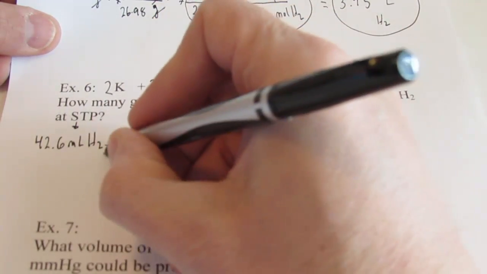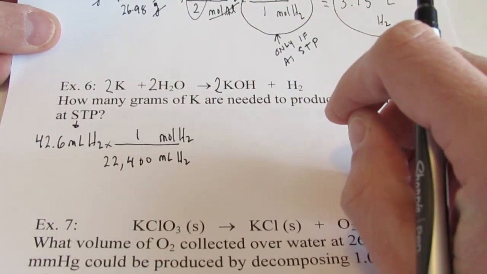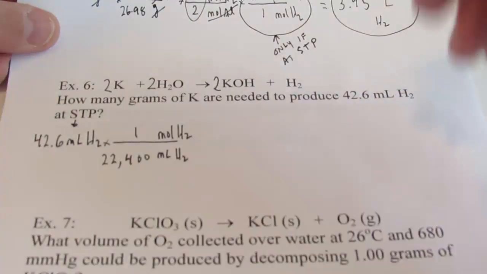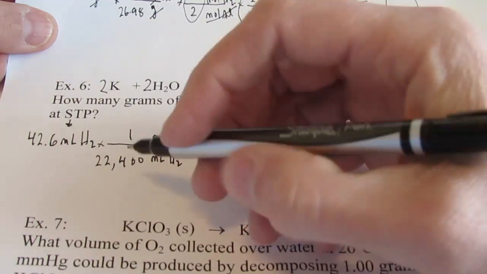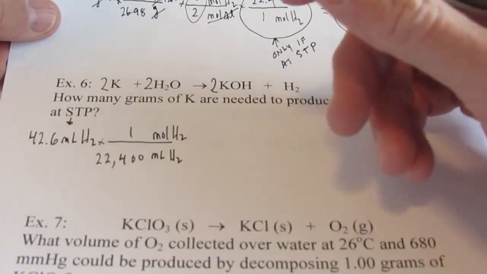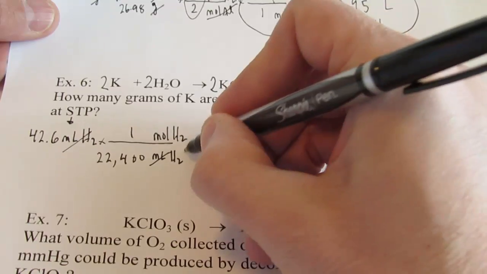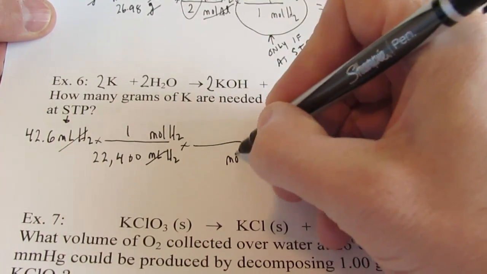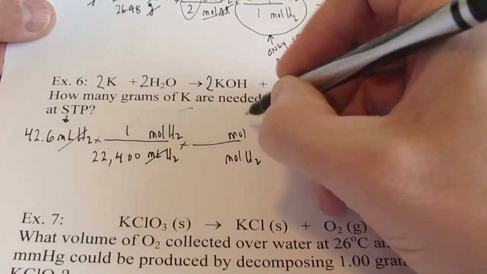No big deal. That would be 22,400 milliliters. Now, I could have converted from milliliters to liters first, but it's pretty handy to know that 22,400 milliliters is the same as 22.4 liters. Okay, so we've got out of mils of hydrogen gas. So we're going to go from moles of hydrogen gas into moles of what we're after, which is potassium.